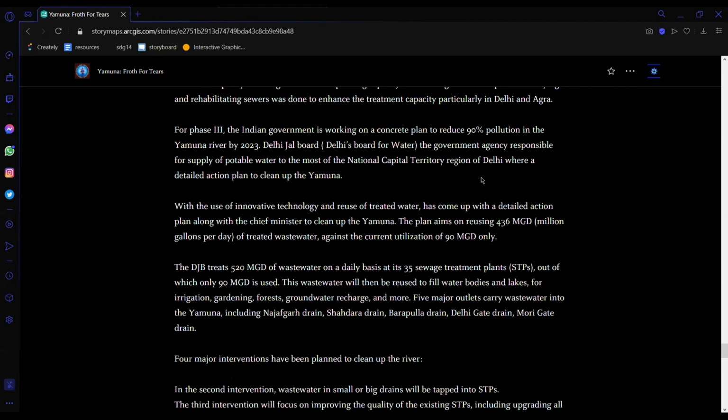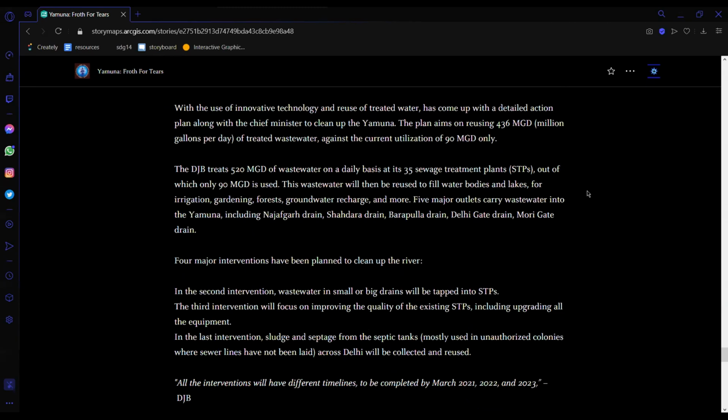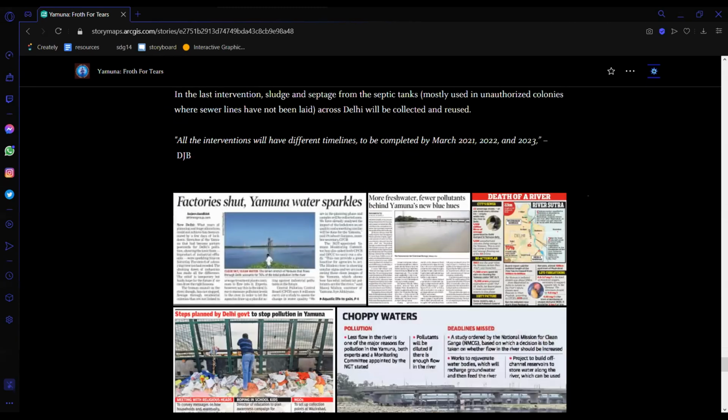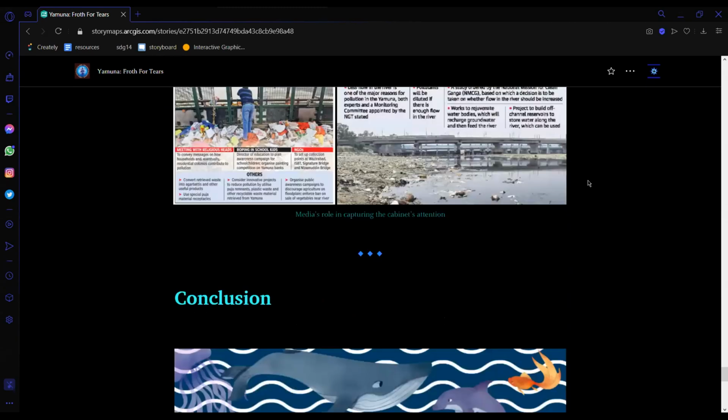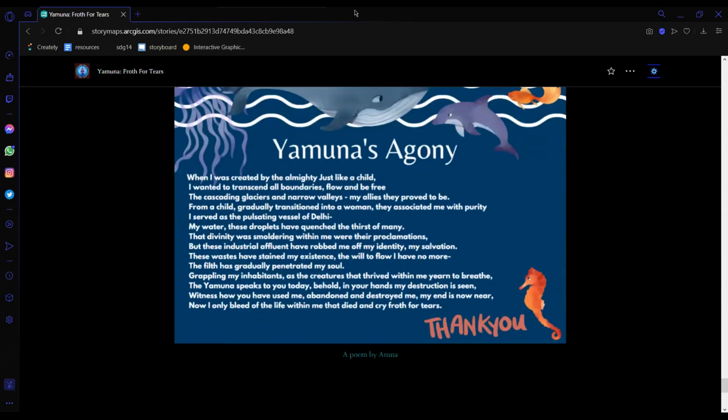And though we've highlighted that the government can do many things to stop this, it's not always up to the government, and we must also take action ourselves. This is a poem composed by Amna.